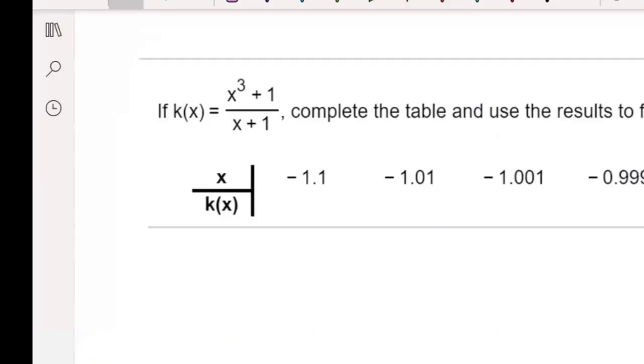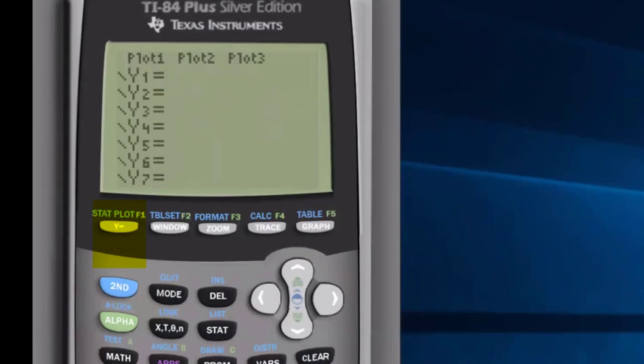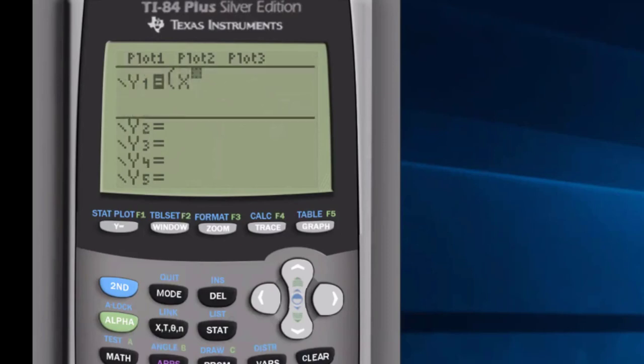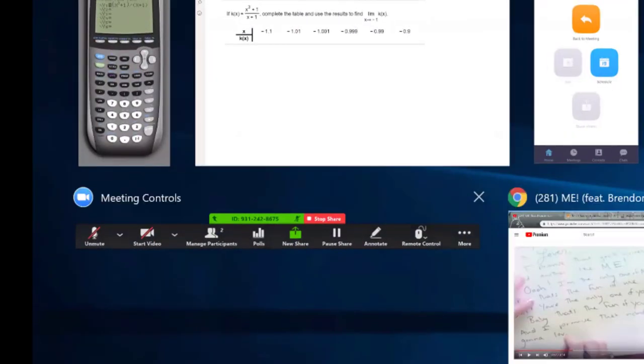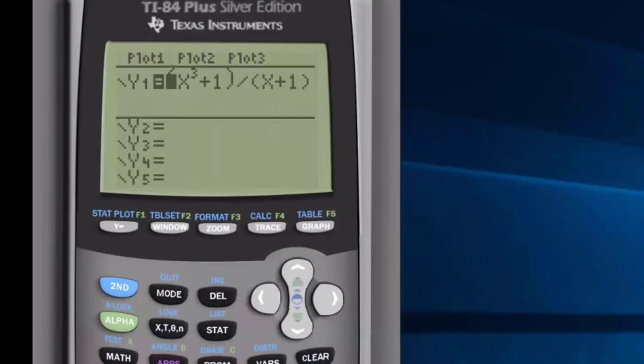I want to put in that function: x cubed plus 1, divided by x plus 1. So let's go ahead and go to our calculator right here. I'm going to put that into y equals. So you want to hit the y equals button right here. You can do this a couple different ways. You can do parentheses x to the third plus 1, divided by x plus 1, or you can have it in parentheses like that right there. Let me make sure I got the function right. Yeah, that's right. You can also make it look like a fraction too. Some people like this; it helps them out better.